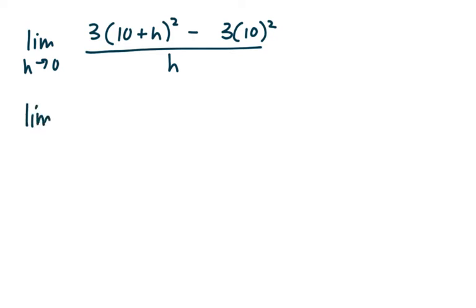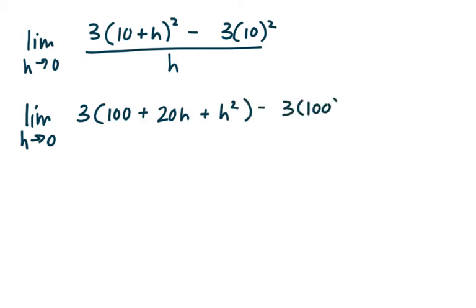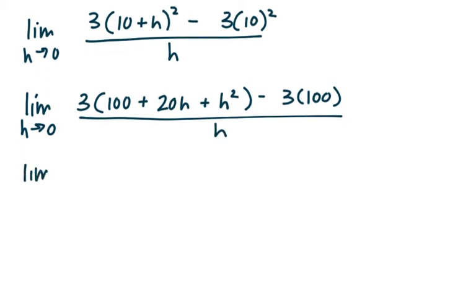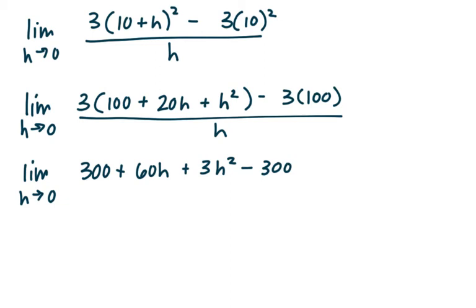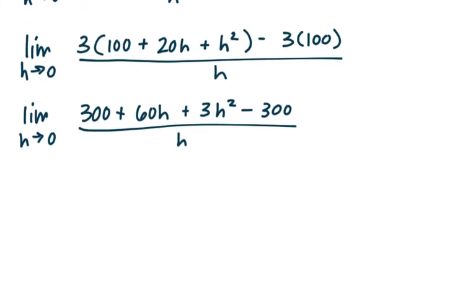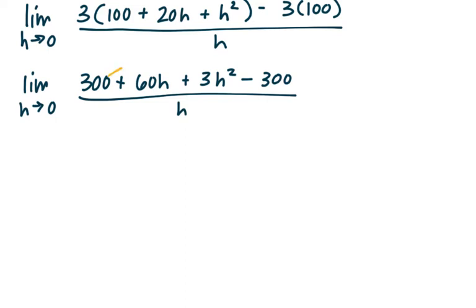So let's see. I have the limit as h approaches 0 of 3 times 10 squared is 100, twice the product, that's going to give me 20h, plus h squared, minus 3 times 100, over h. I'll distribute here: the limit as h approaches 0 of 300 plus 60h plus 3h squared minus 300, over h. You should notice that 300 minus 300, that's going to cancel.